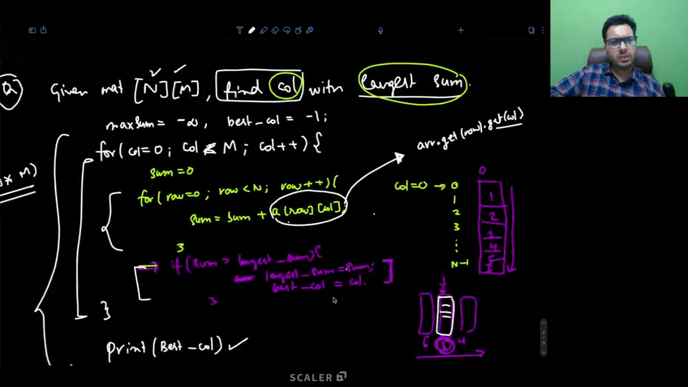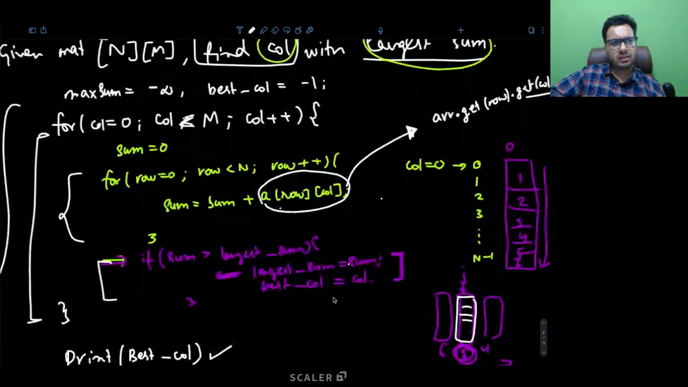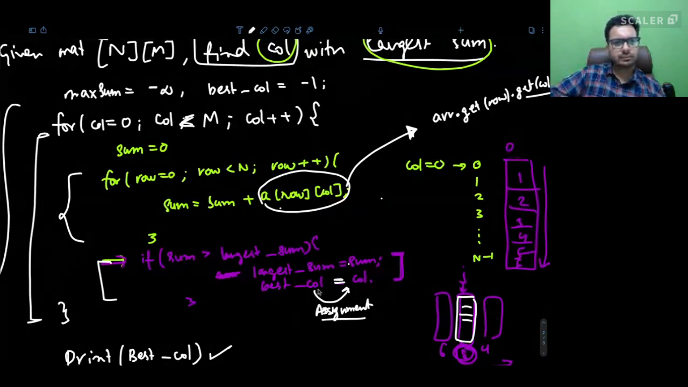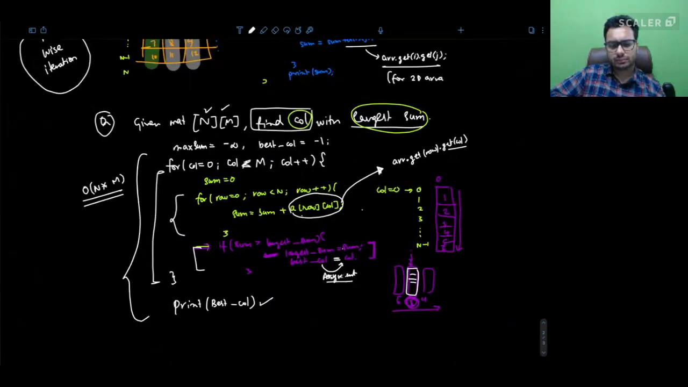Best column value, will it be equal to column? No, it's not double equal to, it's a single equal to. So we are doing an assignment. We are noting what is the largest column we have seen so far. It will be the column ID, yes. It will be the column index. The column would be the index.